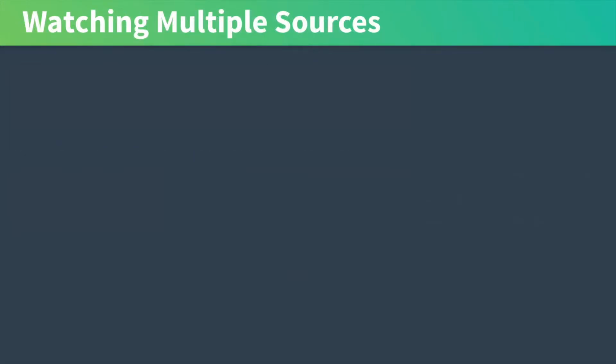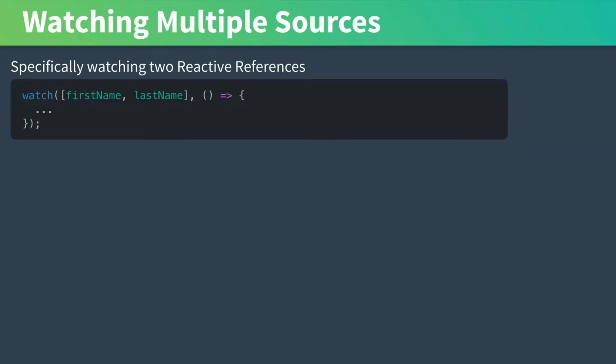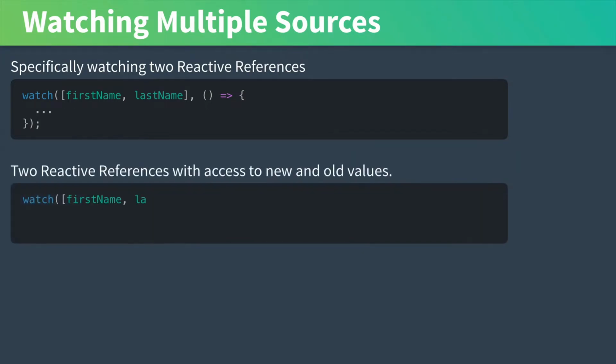Lastly, I want to show you how to watch two reactive references. In this case, I can simply send in an array as the first parameter, first name and last name. Then if I want to access the new and old values from these reactive references, I can also use arrays.